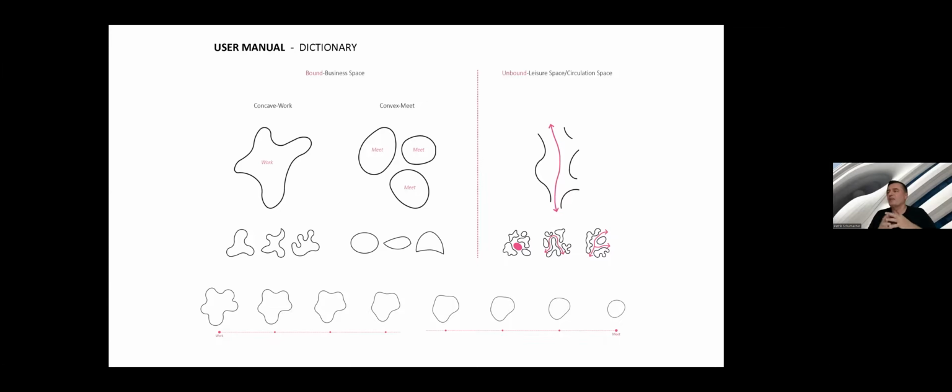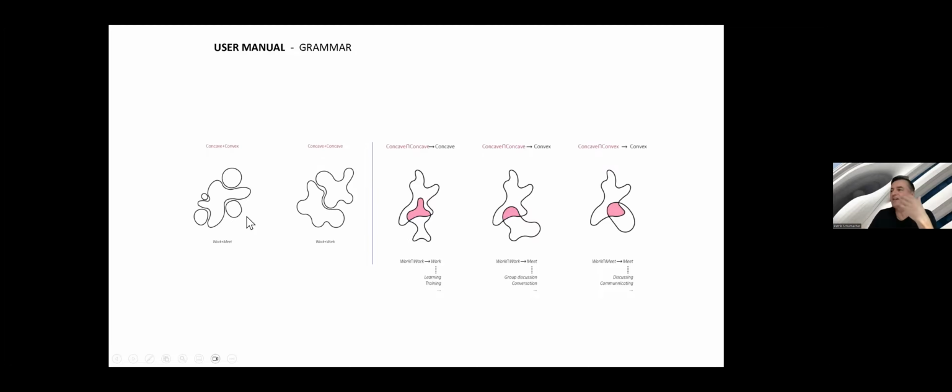make this, build up a semiology where the bound spaces, which are closed spaces, are business, the unbound are the leisure and circulation spaces, and then you have two types of business spaces. The workspace has these concave amoeba forms, and the convex are the meeting zones. It's pretty obvious. Then you can vary them quite dramatically, but you can also morph between them. So these are parametric semiology projects. You can intersect work to generate work, work to generate meeting, meeting and work to generate meeting. You can nest them.